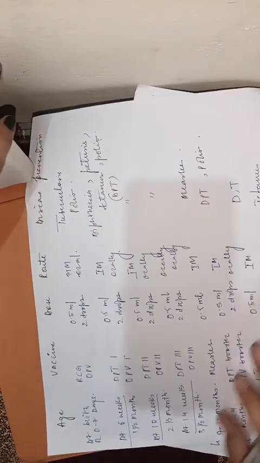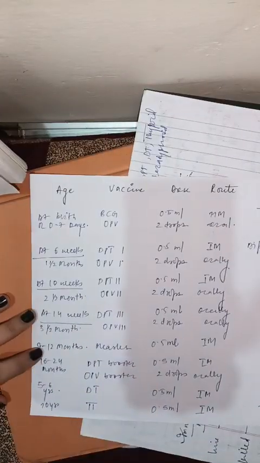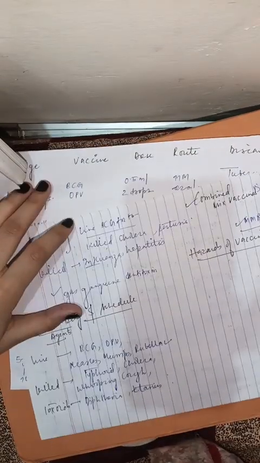Vitamin A supplement, 2 lakh units, should be given from 6 months to 6 years at an interval of 6 months. Cold chain: vaccines must be stored at proper temperature in order to be effective.